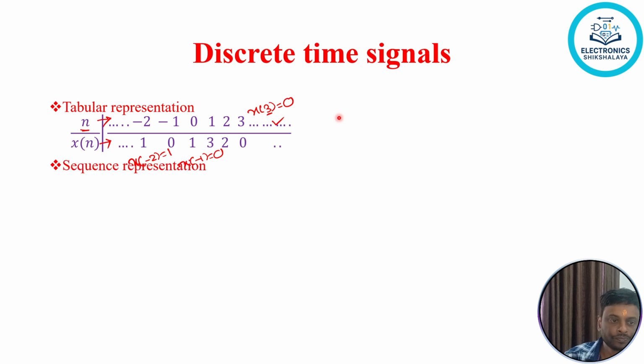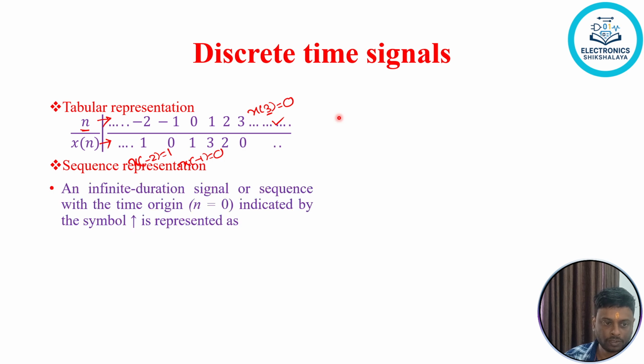Next is the sequence representation. This is the widely used form of representation. For an infinite duration signal, it is represented with n equal to 0 as the time origin, and that is indicated by the symbol of an arrow.